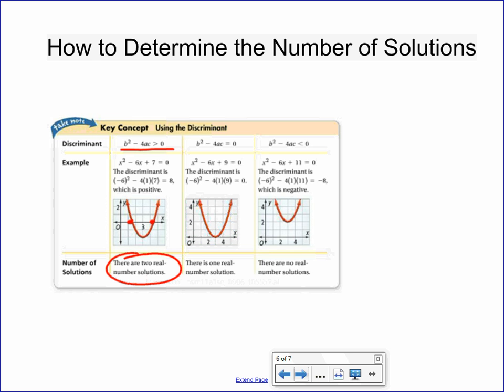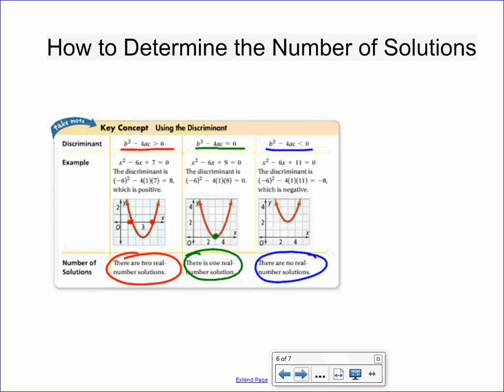Okay, if we had the case where b squared minus 4ac is equal to 0, or the discriminant is equal to 0, we'd have one solution. It crosses the x-axis at only one spot, one real solution. Okay, and the final case would be if b squared minus 4ac, or the discriminant, is less than 0, which means it's a negative. There would be no real solution. It does not cross the x-axis, so there is no real solution.